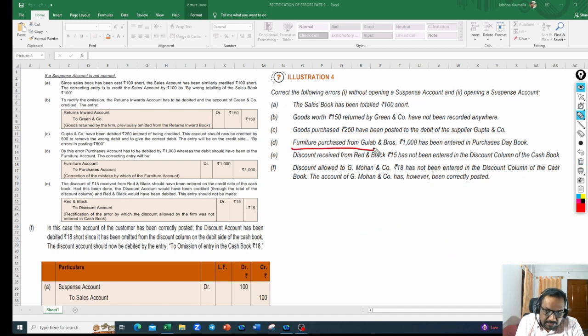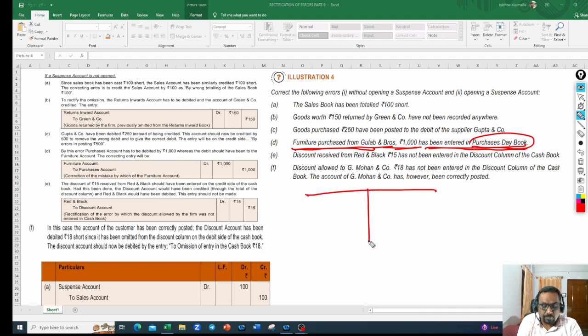Next, furniture purchased from Gulab and Brothers 1000 has been entered in the purchase day book. Furniture is an asset. When we purchase an asset, the asset account has to be debited. But which account did they debit? They debited the purchase account because they posted this entry in the purchase day book. If an entry is posted in the purchase day book, it will hit the purchase account. So the purchase account is debited with 1000.